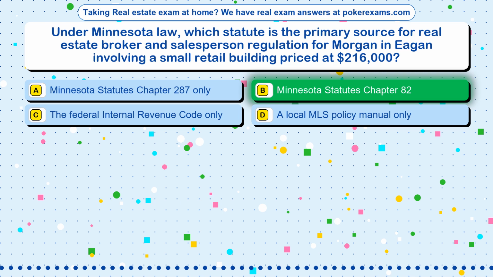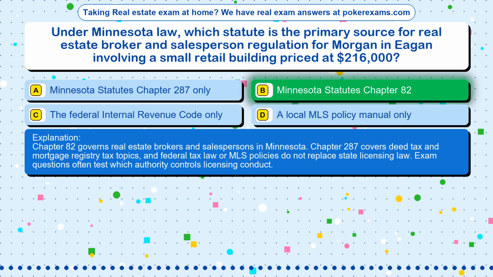The correct answer is option B, Minnesota Statutes Chapter 82. Chapter 82 governs real estate brokers and salespersons in Minnesota. Chapter 287 covers deed tax and mortgage registry tax topics, and federal tax law or MLS policies do not replace state licensing law. Exam questions often test which authority controls licensing conduct.